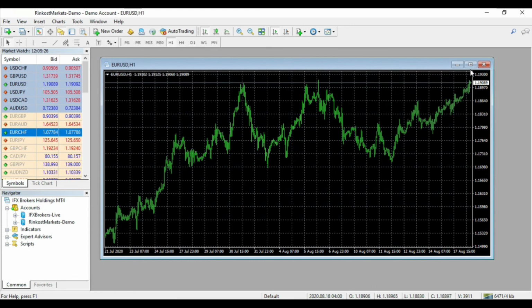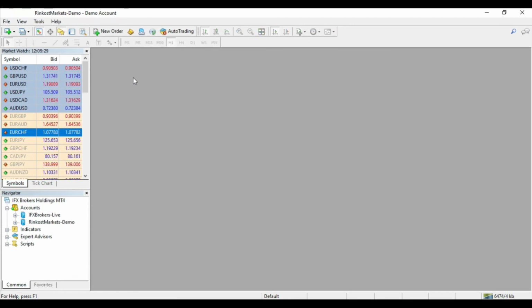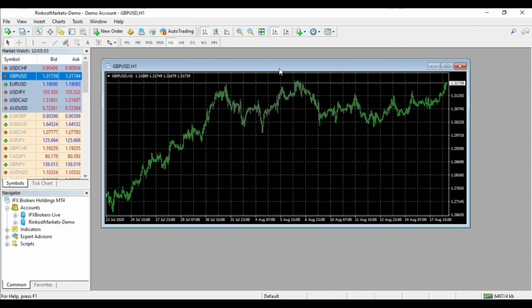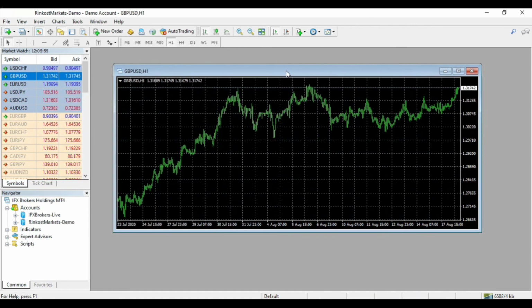So another way to open a chart is to make use of this Market Watch window on your left, and if it's not already shown to you guys, you can just click on this Market Watch tab above here, and all of the different symbols are populated in this Market Watch. So to open this pound USD pair, for example, just right click on it and click on chart window, and then it automatically opens the specific symbol for you guys.